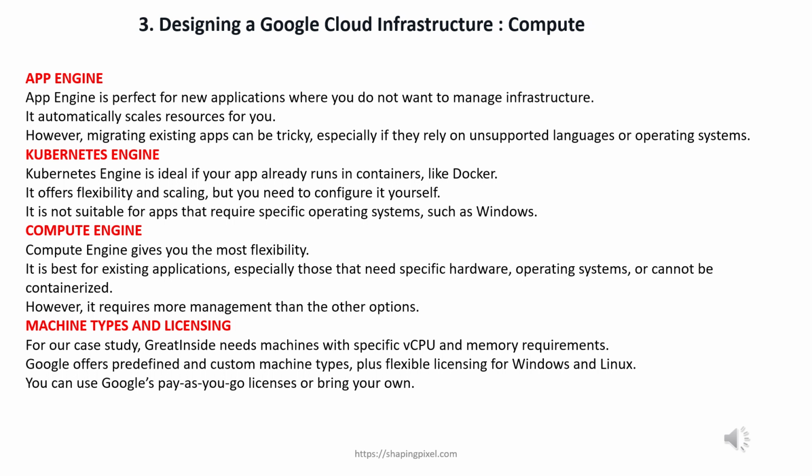Kubernetes Engine is ideal if your app already runs in containers, like Docker. It offers flexibility and scaling, but you need to configure it yourself. It is not suitable for apps that require specific operating systems, such as Windows. Compute Engine gives you the most flexibility. It is best for existing applications, especially those that need specific hardware, operating systems, or cannot be containerized. However, it requires more management than the other options.